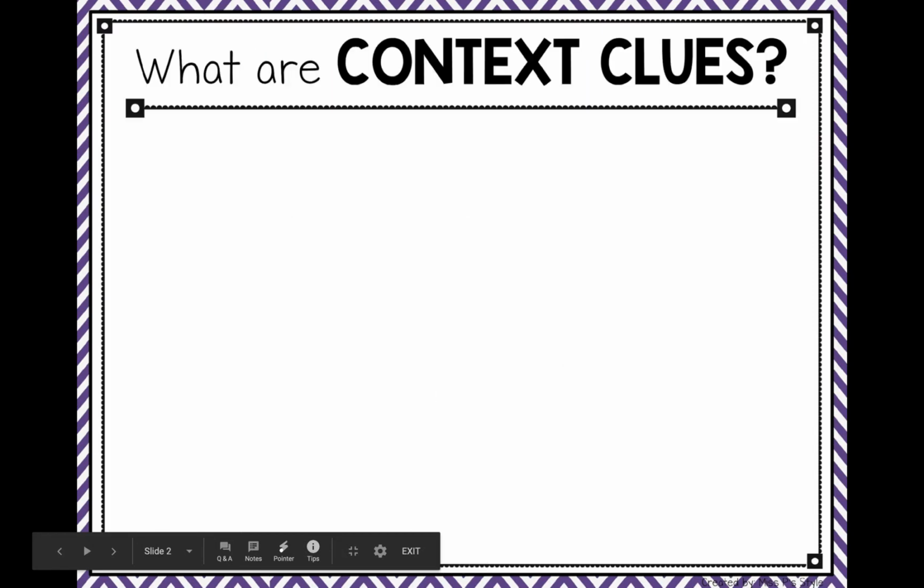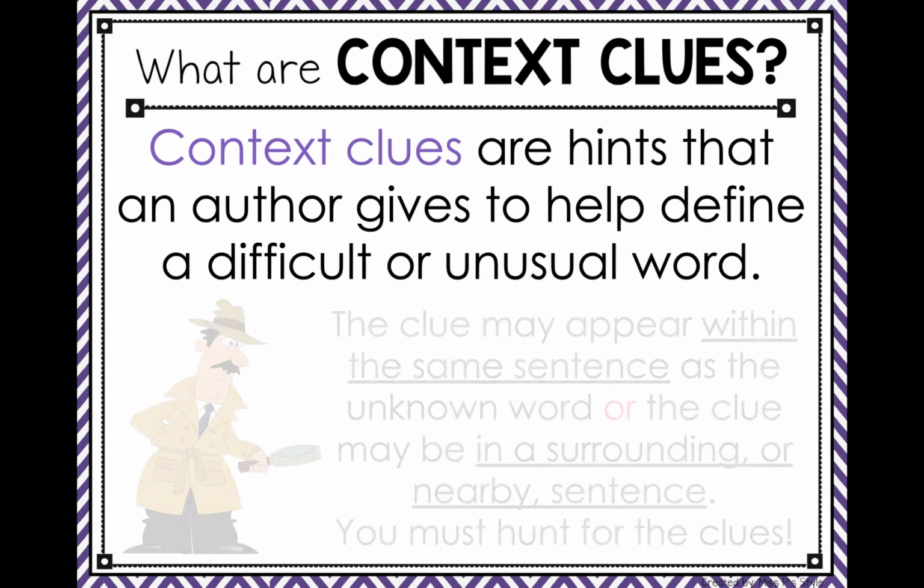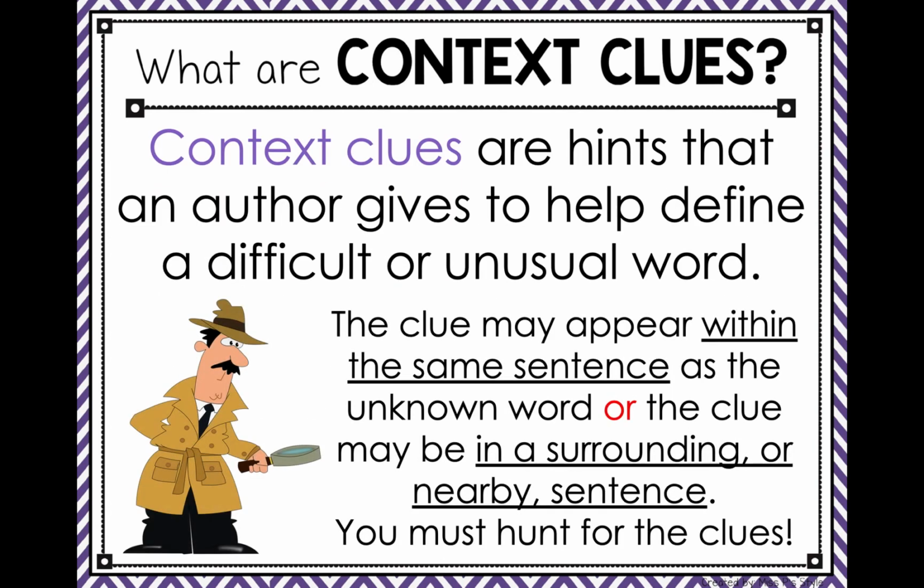What are context clues? Context clues are hints that an author gives to help define a difficult or unusual word. The clue may appear within the same sentence as the unknown word, or the clue may be in a surrounding or nearby sentence. You must hunt for the clues.